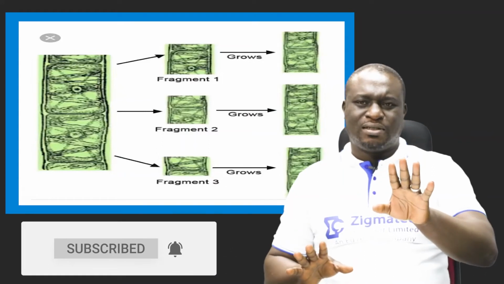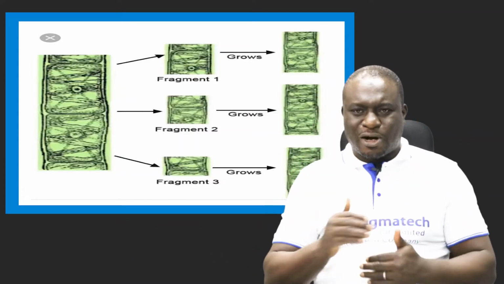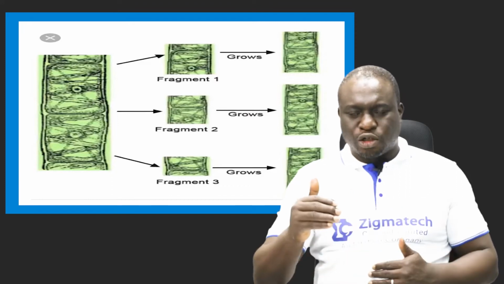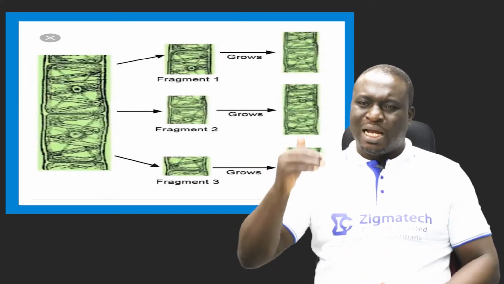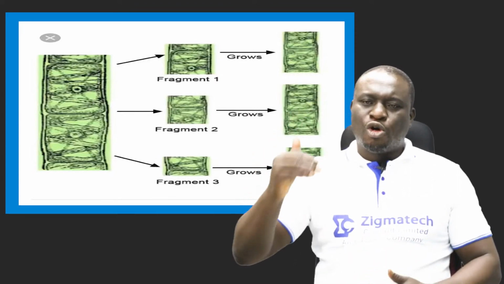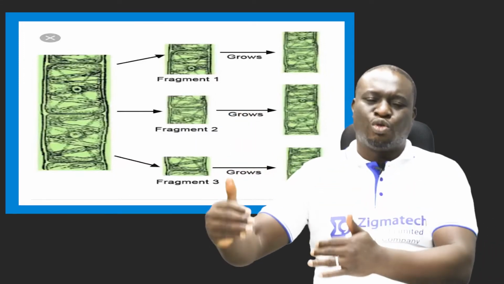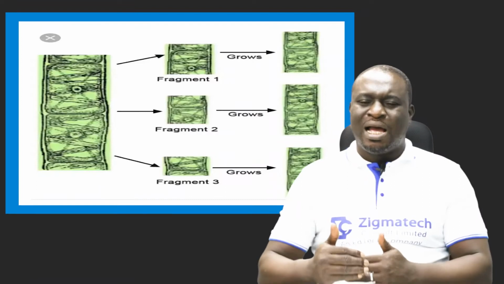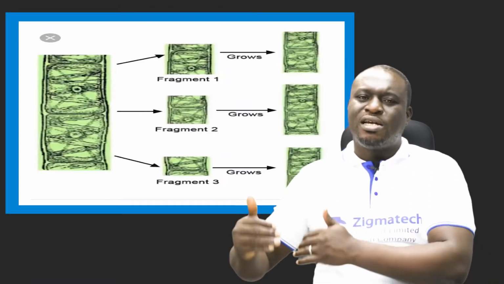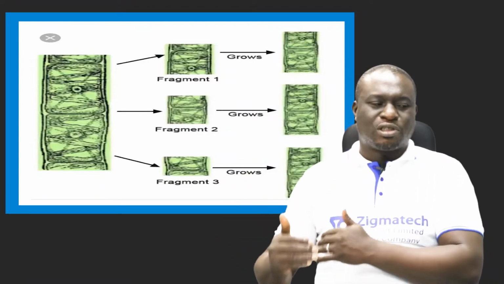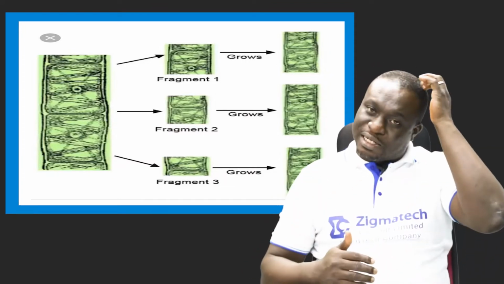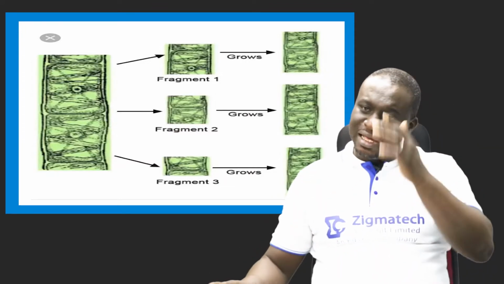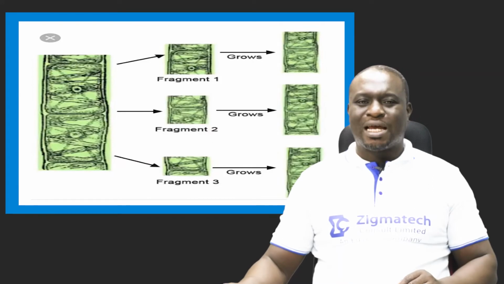You have 3 parts. A parent cell fragments or breaks off into 3 different parts, and these 3 different parts grow into new individuals. So one parent organism has broken into 3 different organisms. We call this fragmentation, and this one is fragmentation in Spirogyra.